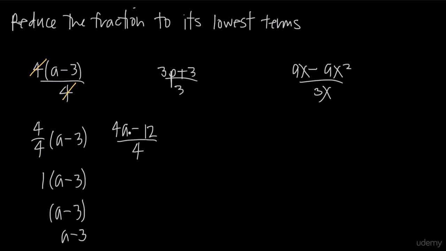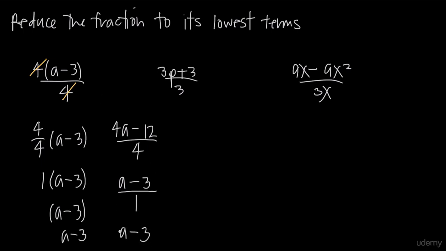Then what we want to do is divide every term by 4. So 4a divided by 4 is just a. We keep our minus sign. 12 divided by 4 is 3. And then in our denominator, 4 divided by 4 is 1. So we just end up with a minus 3 all over 1. But of course, dividing by 1 is redundant, so we can just go ahead and say a minus 3.